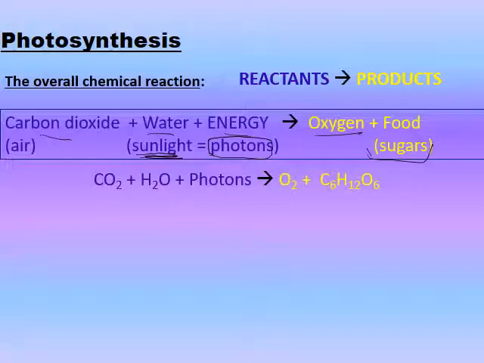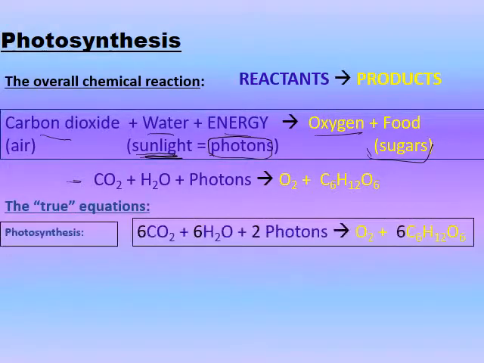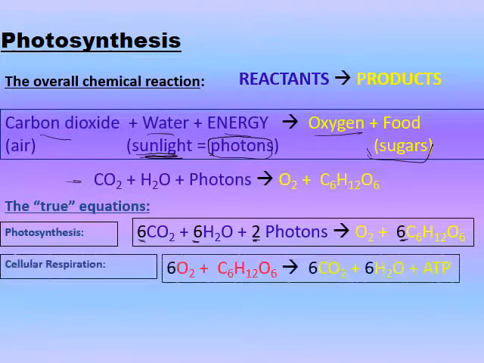Again, you can see this in a much more mathematical equation down here, and the true equation works like this. You take about 6 carbon dioxide molecules and 6 water molecules for every 2 photons. You get out 1 molecule of oxygen and about 6 molecules of, well, I labeled the chemical formula in this case glucose. Sometimes they'll say sucrose. It's always going to be a sugar of some form.